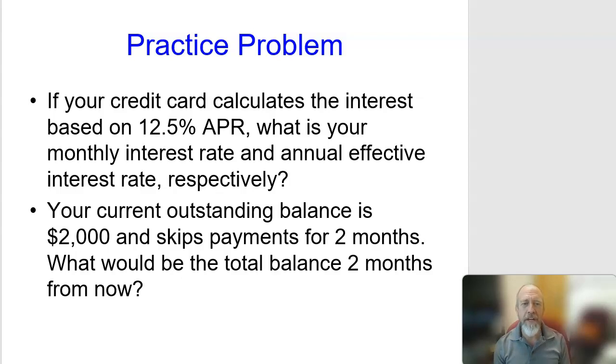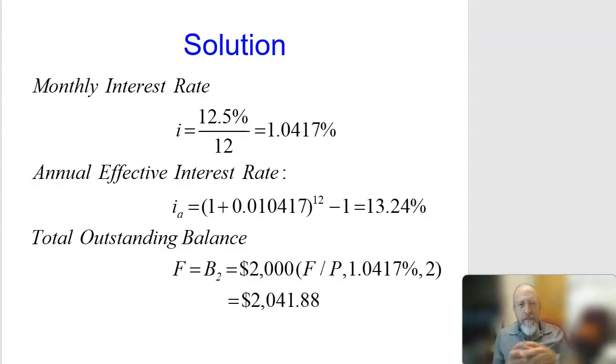What is your monthly interest rate and annual effective interest rate, respectively? And what happens if you skip some payments? Okay, what does that actually do? So in the case of the monthly interest rate, you can now do a calculation to get the annual effective interest rate. And from that, it's not too hard to figure out total outstanding balances. What you're doing is just calculating what it is when you apply that. It's the good old F over P, straightforward to do. Not hard.